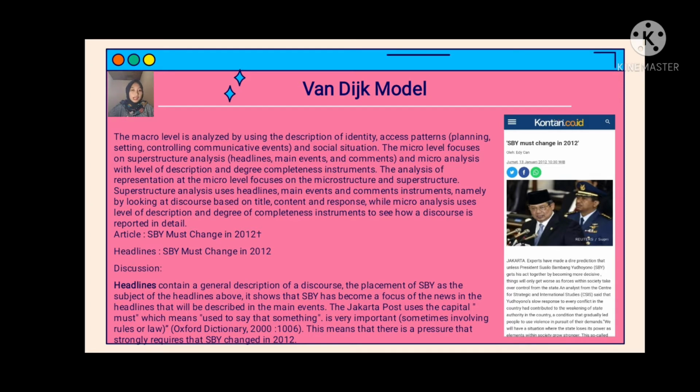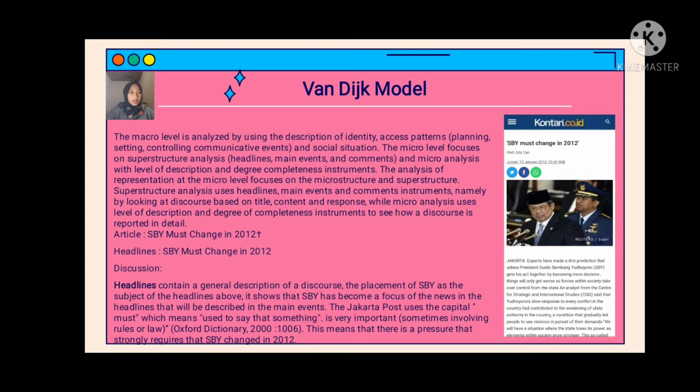As we know, Van Dijk emphasized the power relationship in the social context, and there are three sections of his analysis. The first one is macro level, the second one is superstructure level, and the last one is micro level. The macro level is analyzed by using the description of identity and access patterns, such as planning, setting, and then controlling communicative events and social situations. So it's broad. The analysis using this level is really broad.